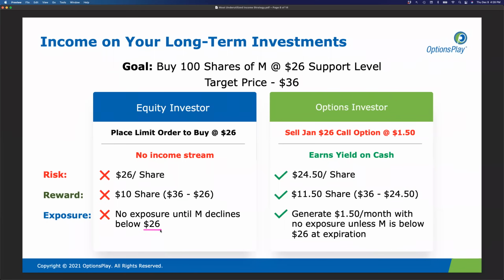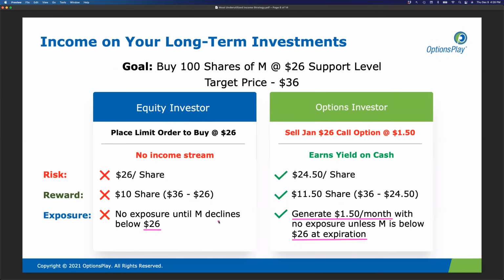The second limitation is that despite the fact that you are generating $1.50 effectively a month in income, you don't have exposure in Macy's until the stock is below the strike price at expiration. With the limit order, you have exposure as soon as the stock declines below 26. So if that happens tomorrow after you place the limit order, you now own the stock and you have exposure.